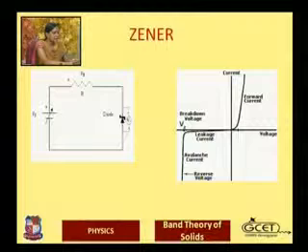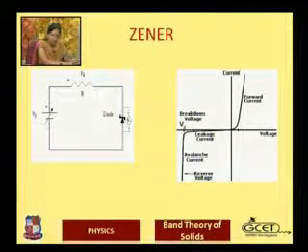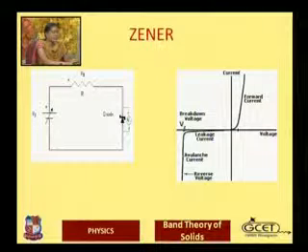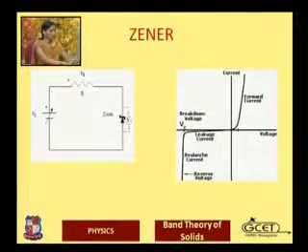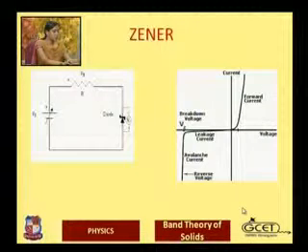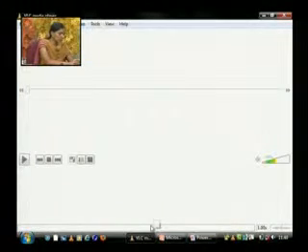Okay, one can find out the Zener resistance in the reverse bias after the breakdown occurs, and one can find out this resistance using V by I, Ohm's law. Okay, now I'll show a video which shows the real formation of the PN junction diode.